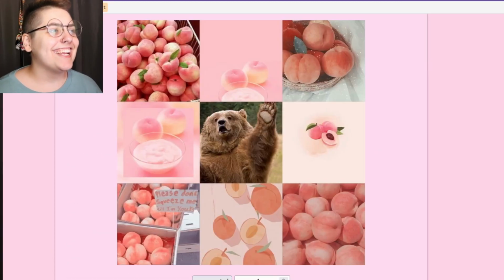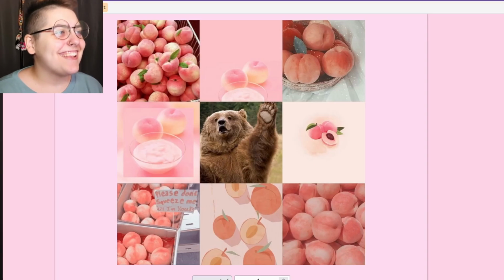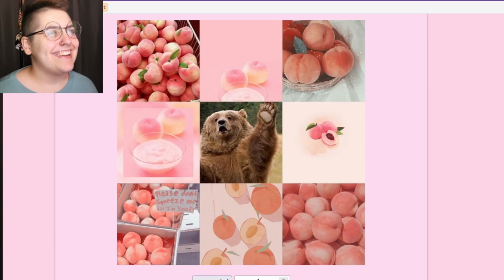Oh! Please don't squeeze me till I'm yours. Oh, that's so cute. This is such a cute peach mood board with a little bear in the center. Yes, I love this so much. It's so cute. Oh my gosh. I love this sign. Please don't squeeze me till I'm yours. They knew what they were doing. That's adorable. Alright. And our next and final character for the day, a boop.